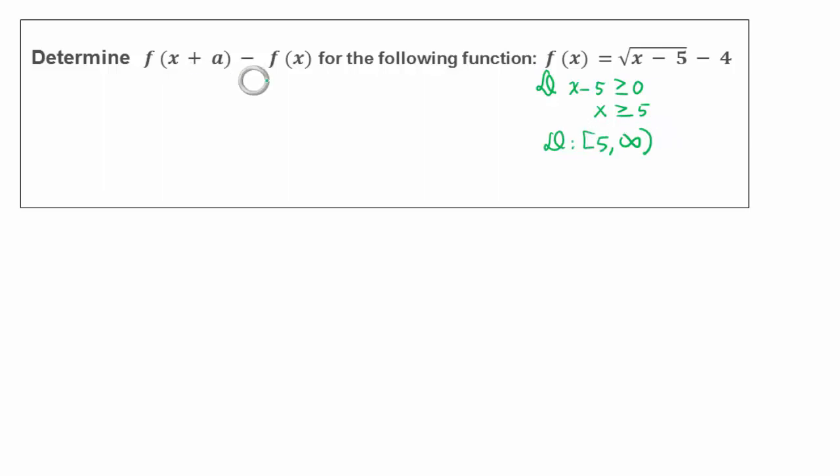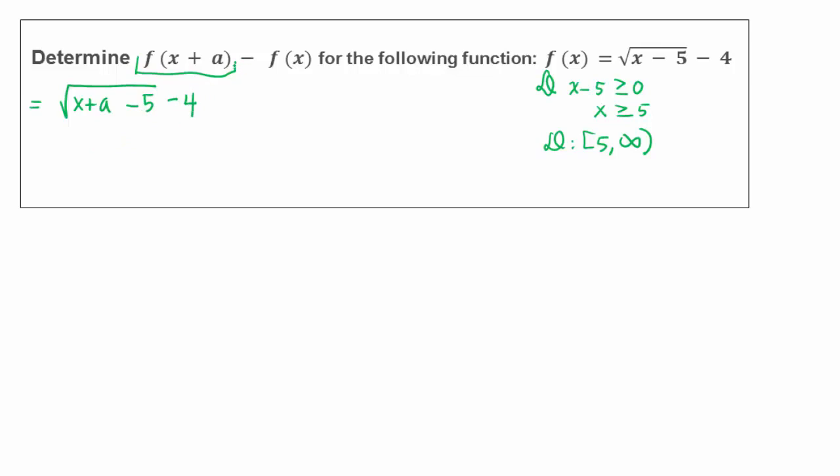Now how do we evaluate this? Well, from here, replace the x by what? X plus a. So this is now equal to the square root of, all right, so what is in place of x? You replace it by x plus a. So x plus a minus 5, all right, minus 4.